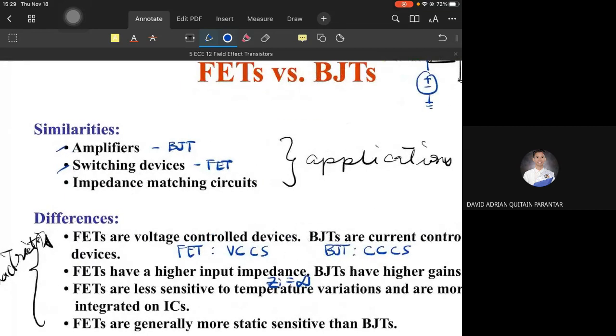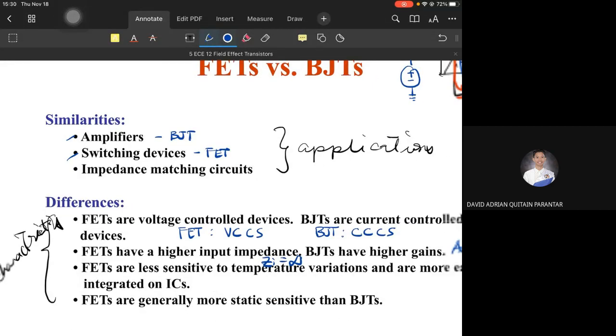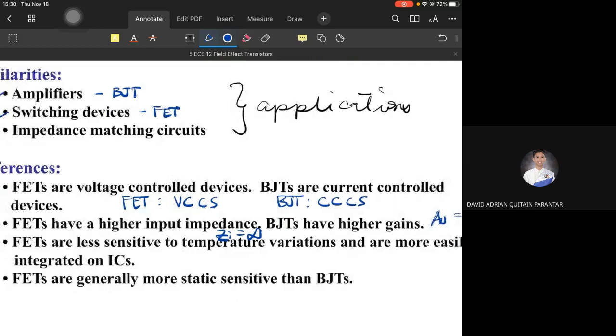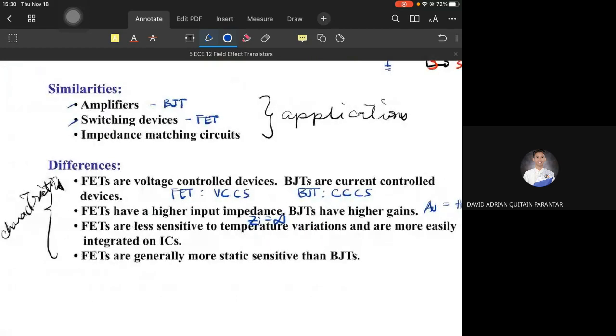But still, we will start understanding FETs as it is being used as an amplifier. So FETs are less sensitive to temperature variations and are more easily integrated on ICs or integrated circuits. So FETs are less sensitive to temperature, meaning it is more versatile, more rugged. It will work even at a relatively high ambient or environmental temperature compared to the BJT.